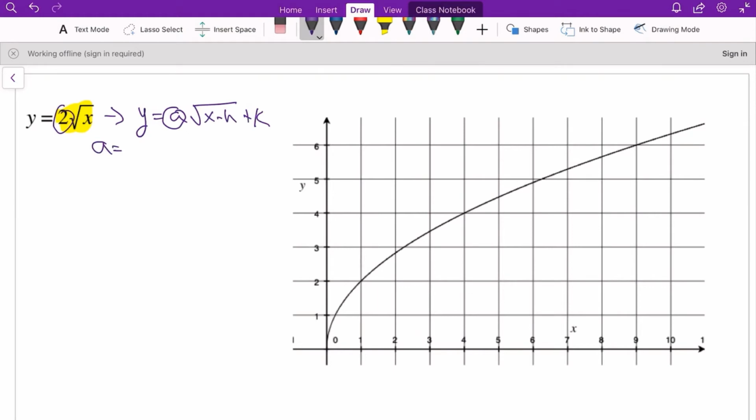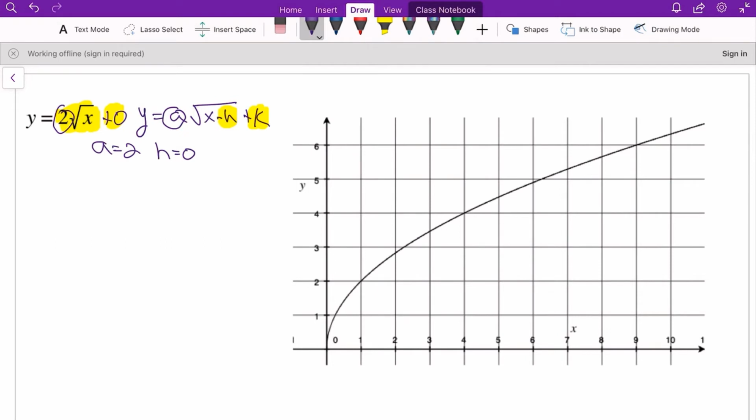So we're going to say a is 2. And again, the h is going to be under the radical here, and I don't have any h term. There's no value except x. And I just got through saying in the last section that if I don't see any value, h is going to be 0. And then we have the k term, and again, I don't have anything outside of my radical function here. So there's really nothing there. So this is really plus 0.